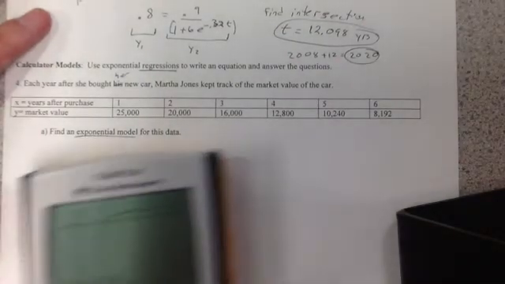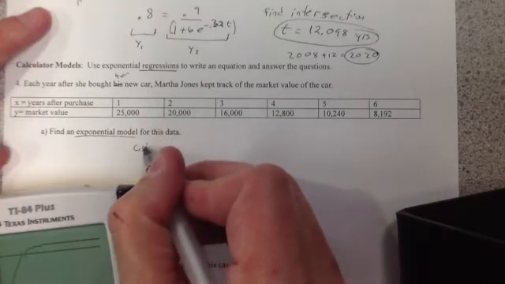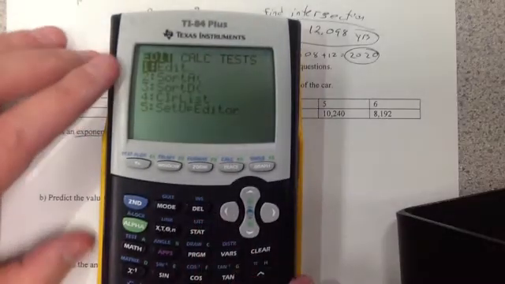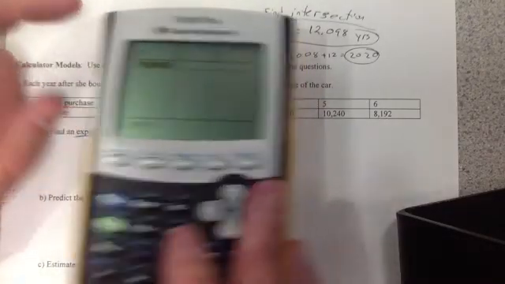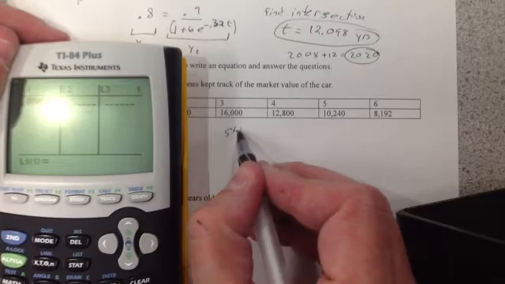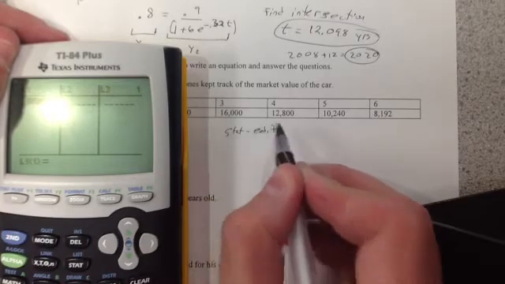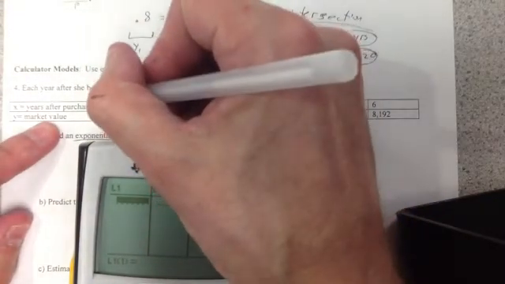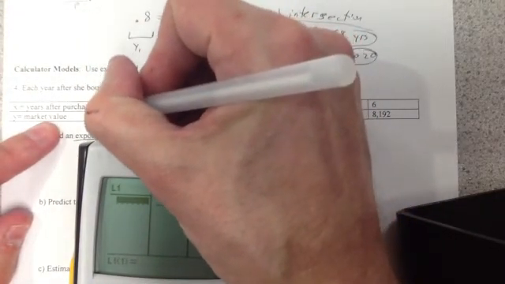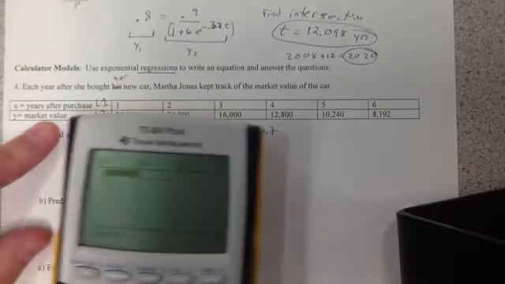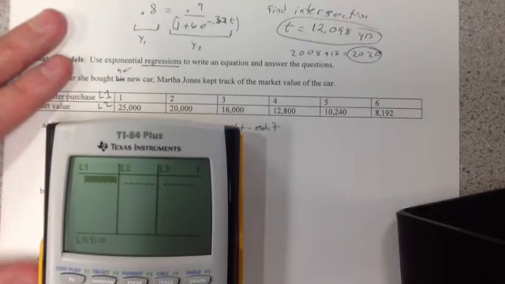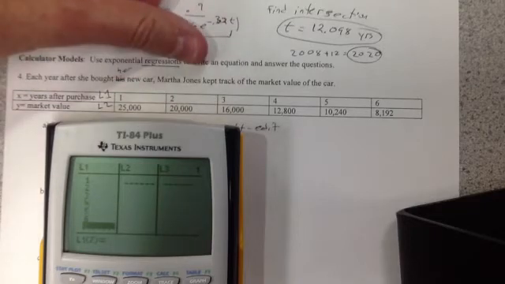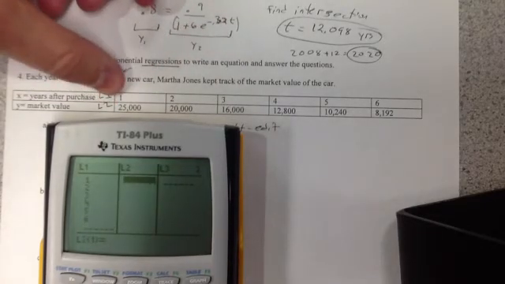So what we're going to do is go to our list. We're going to make a list. So I go stat, edit, and I'm going to type in L1, that's going to be my years. L2, that's going to be the market value of the car. So L1 is going to be 1, 2, 3, 4, 5, 6. How much will it be worth? L2 is going to be the value.